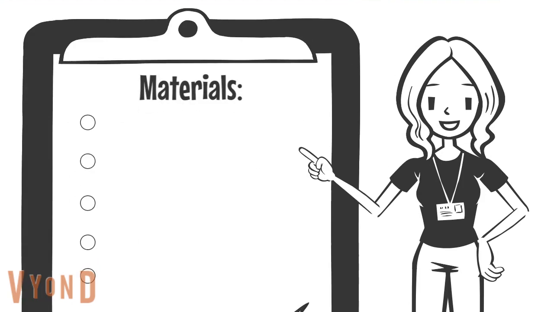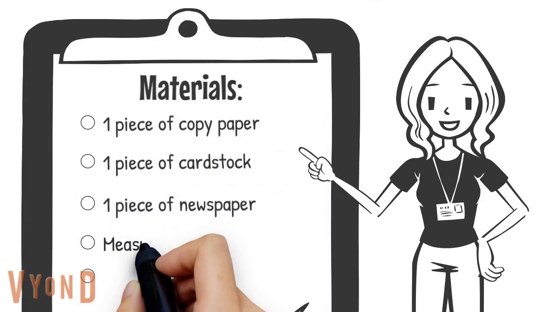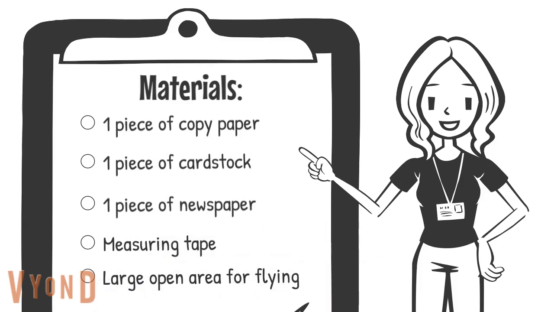Before we begin, we need to make sure everything is collected in order to start our trials. We will need one piece of copy paper, one piece of cardstock, one piece of newspaper, a measuring tape, and a large open space for flying the planes.